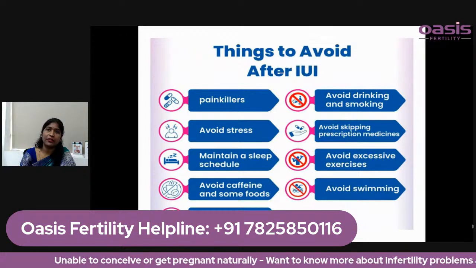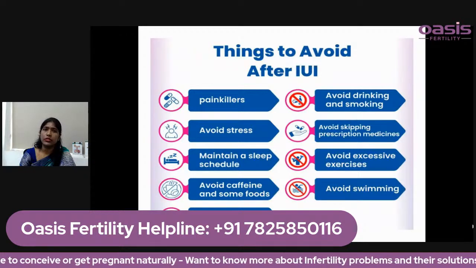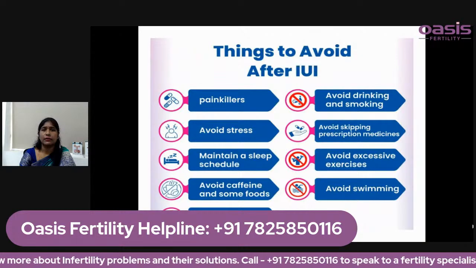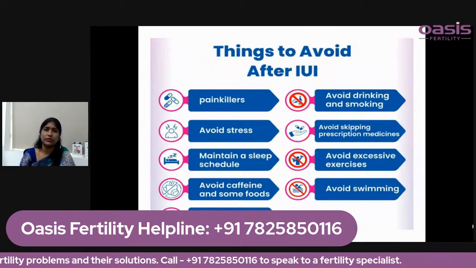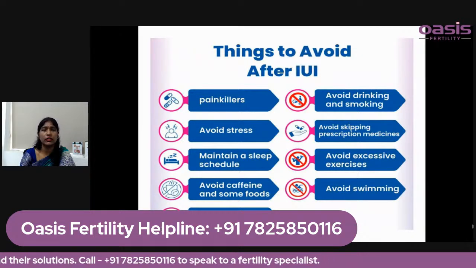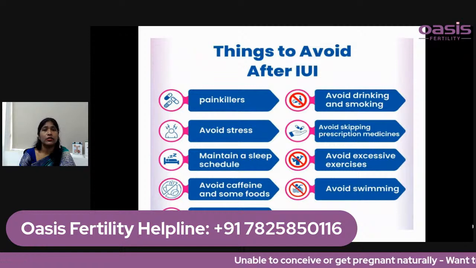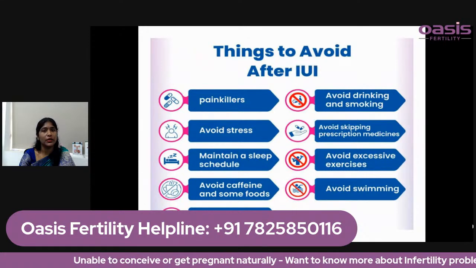You need to avoid caffeine, and you need to avoid certain foods. For example, you need to avoid processed food. You need to avoid outside food. And sometimes we ask to avoid fish, especially mercury-containing fish. You need to avoid lifting heavy objects. That should be avoided. You need to avoid completely drinking, smoking, and also you should avoid skipping the medicines which we have prescribed post your IUI.